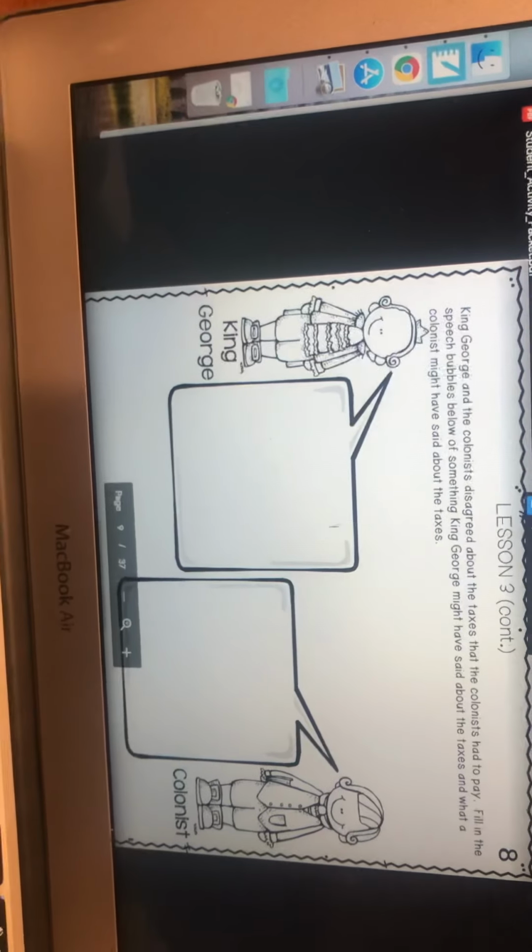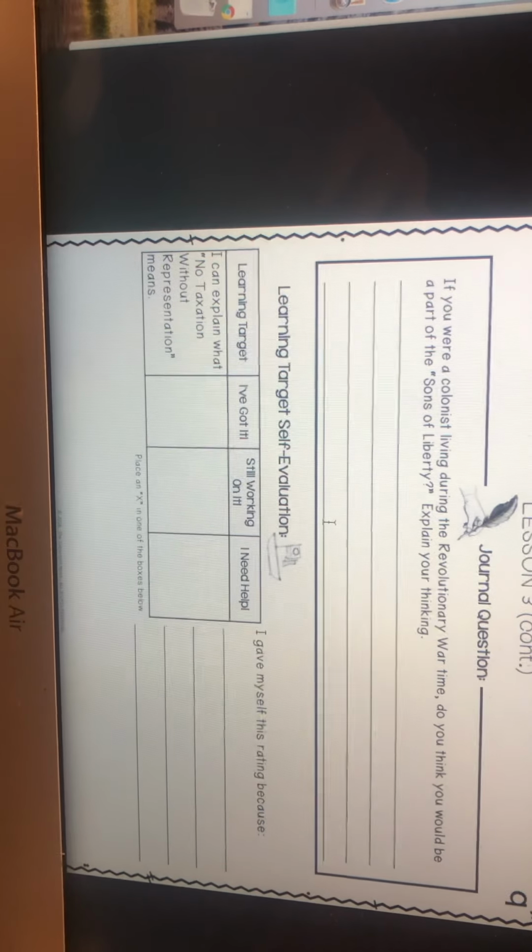Next, I want you to go to page 9 and fill out the journal question. The journal question is, if you were a colonist living during Revolutionary War time, do you think you would be a part of the Sons of Liberty? Explain your thinking. If you put yes, explain why you would have been part of it. If you put no, explain why you would not have been part of it.